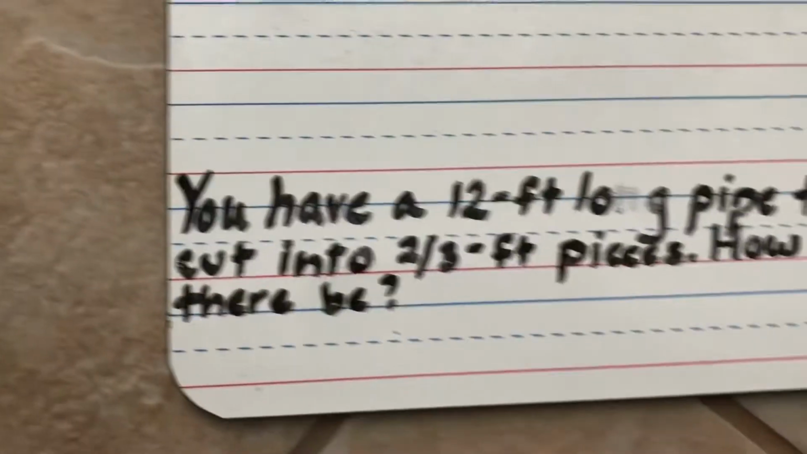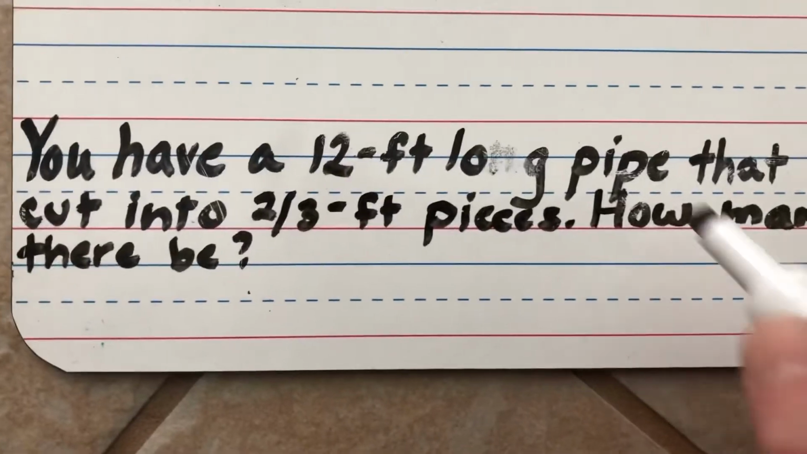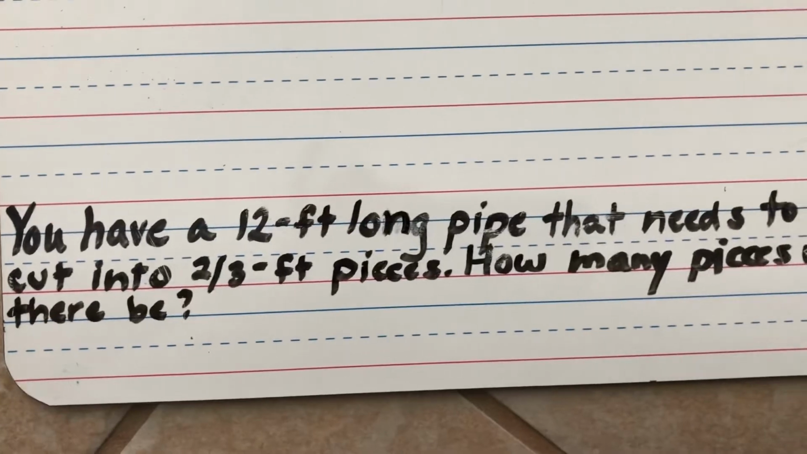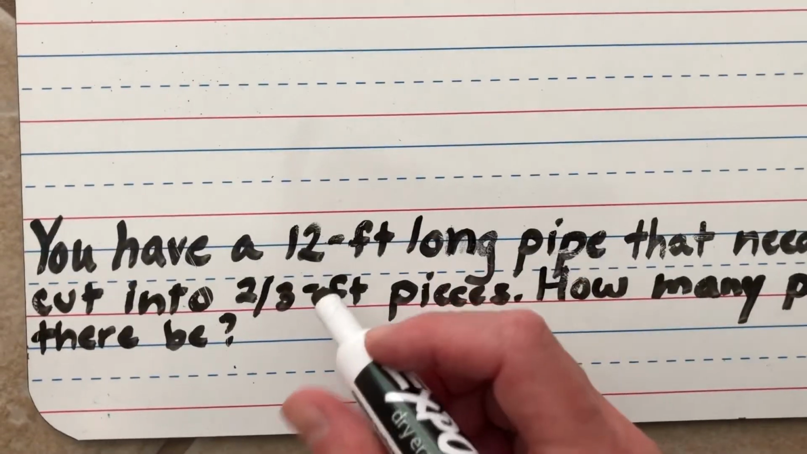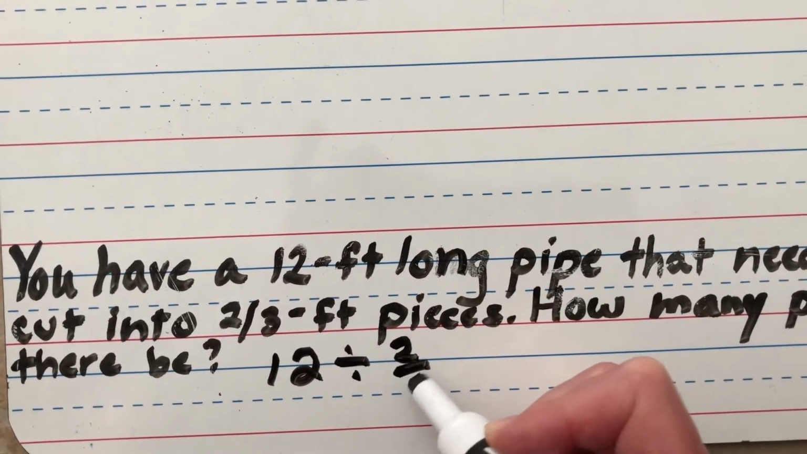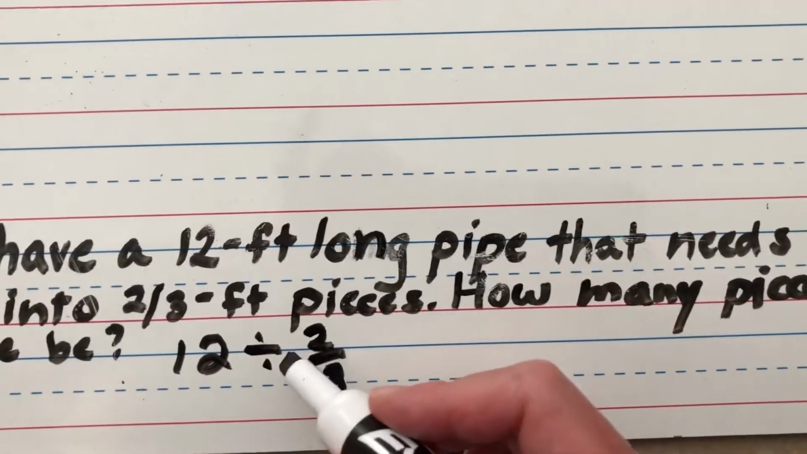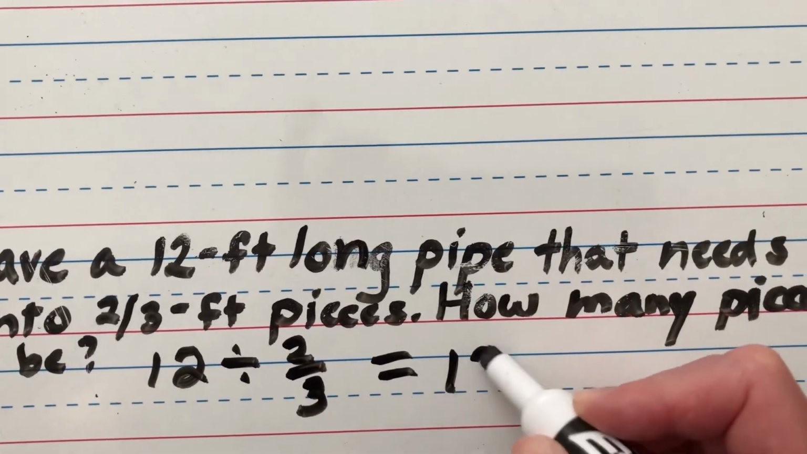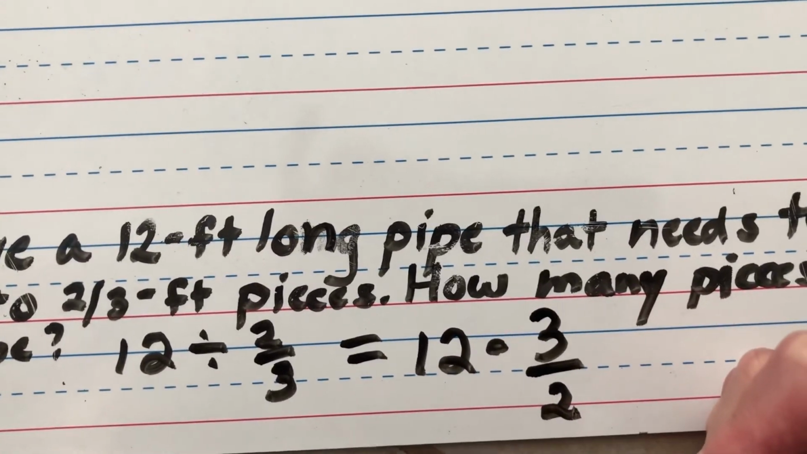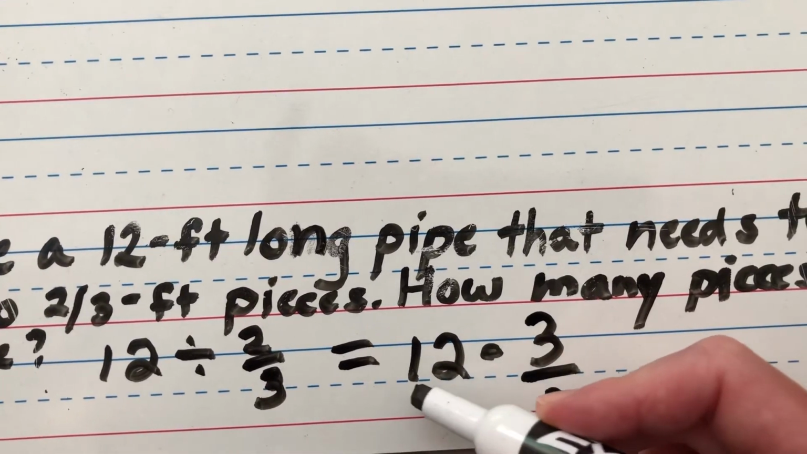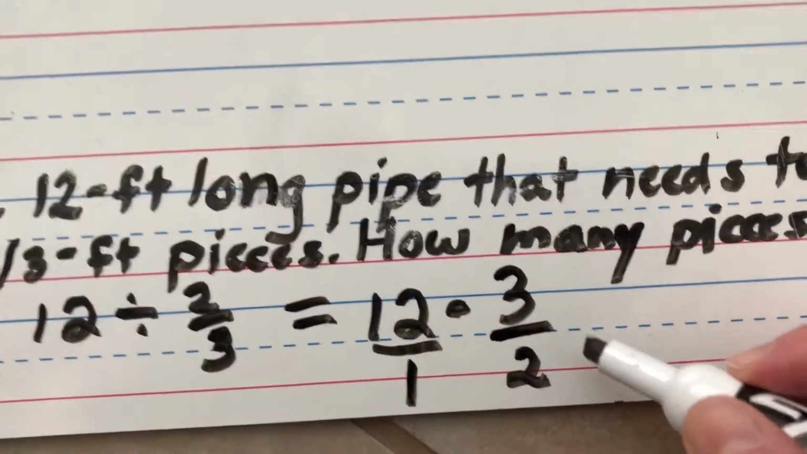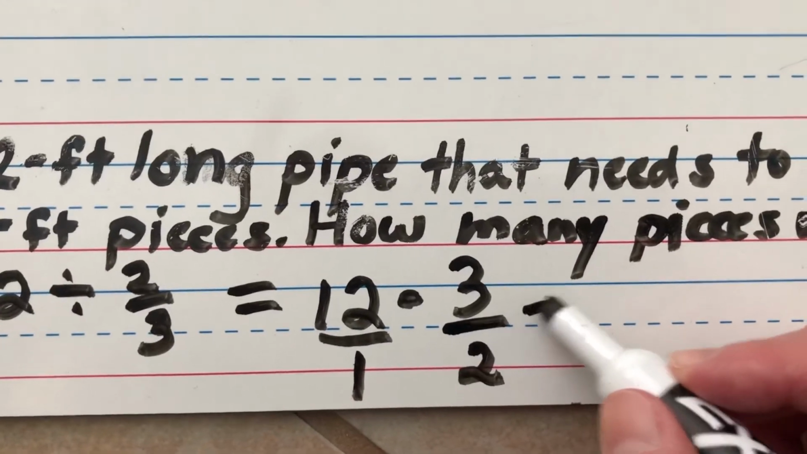Here's another example. You have a 12-foot long pipe that needs to be cut into 2/3 foot pieces. How many pipes will there be? So we're taking 12 feet, we're dividing it into 2/3 foot long pieces. We can't divide fractions, but we know that division is the same as multiplying by the reciprocal. And when you multiply, the 12 becomes the fraction 12 divided by 1. 12 divided by 1 is equal to 12.